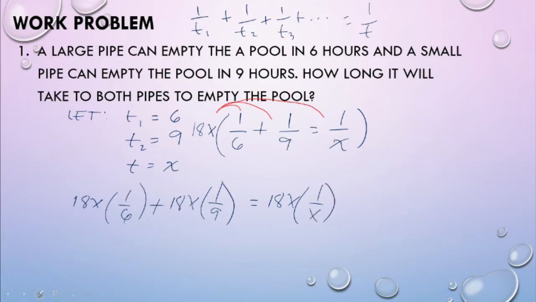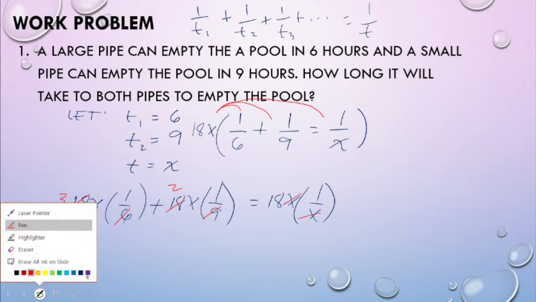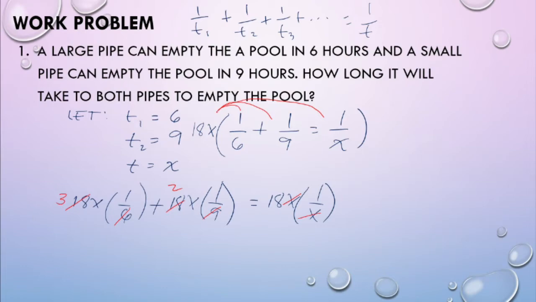Okay? Then, we can simplify 18x multiplied by 1 over 6. 18 will become 3, 6 cancel. Okay? Then 18x times 1 over 9. 18 is cancelled, this will become 2, 9 is cancelled. Then 18x times 1 over x. x is cancelled. Then simplify it again. So we have 3x times 1 is 3x, plus 2x times 1 is 2x, equals 18 times 1 is 18.